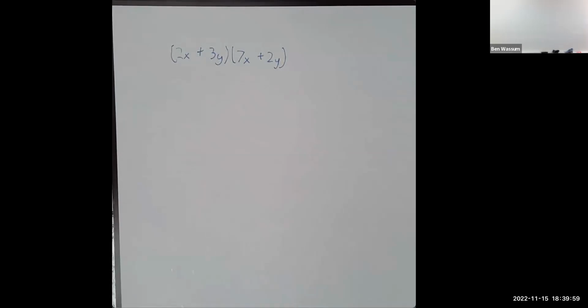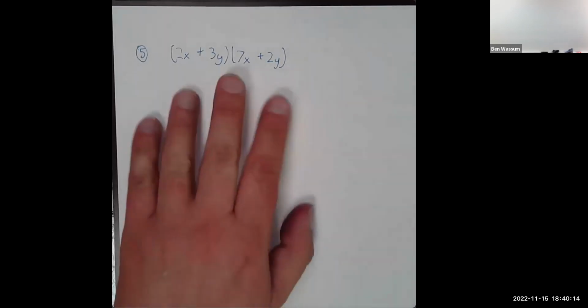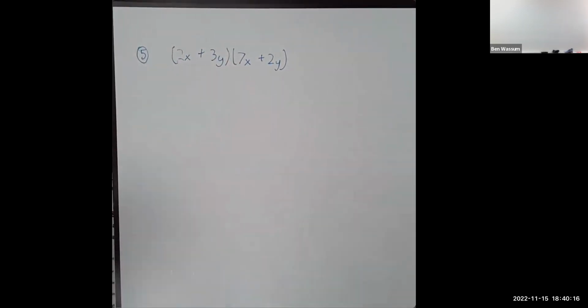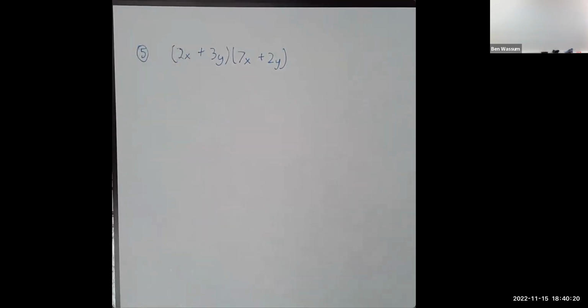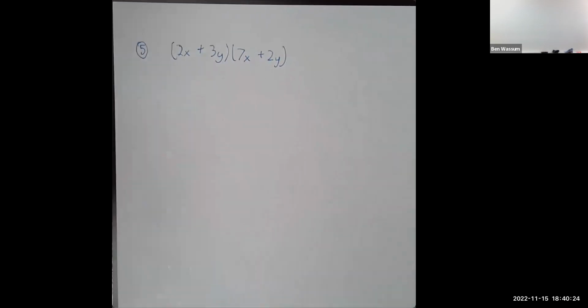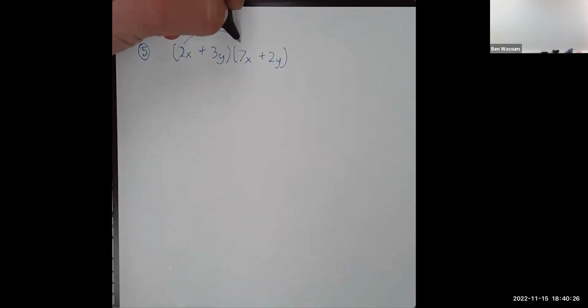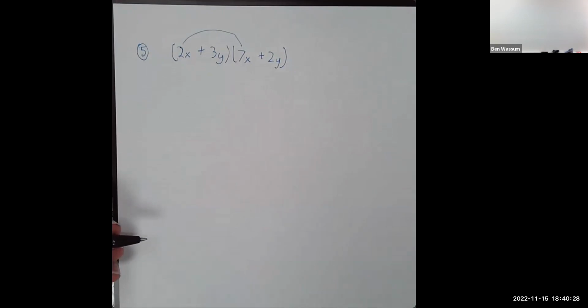So this one, a little different because we have more variables than usual. But again, we just have a binomial times a binomial. The method stays exactly the same, no matter how complicated these guys are going to look. If I got 2 things times 2 things, we still end up doing first, outer, inner, and last. Still do the FOIL. So again, first, we have 2x times 7x.